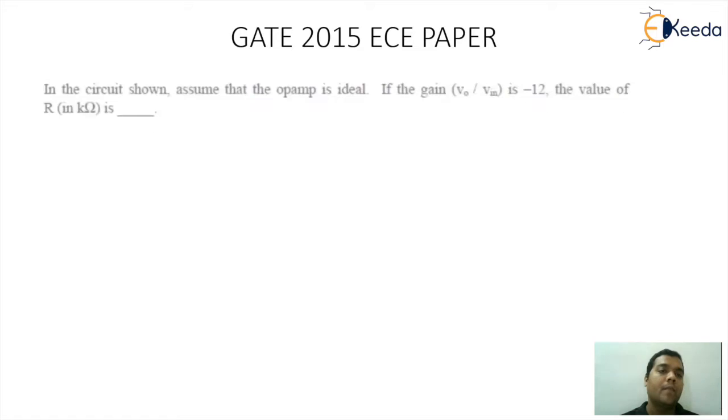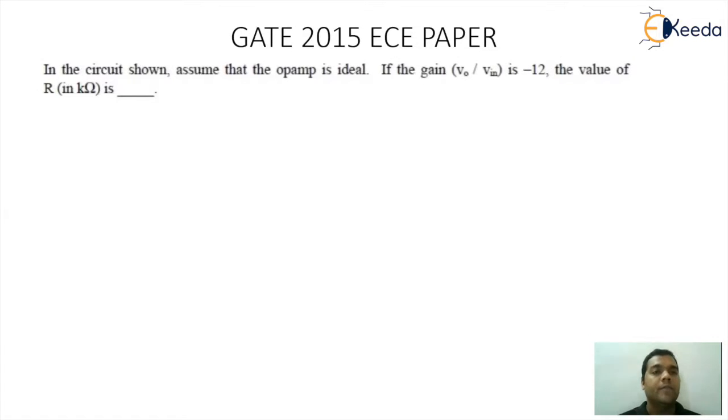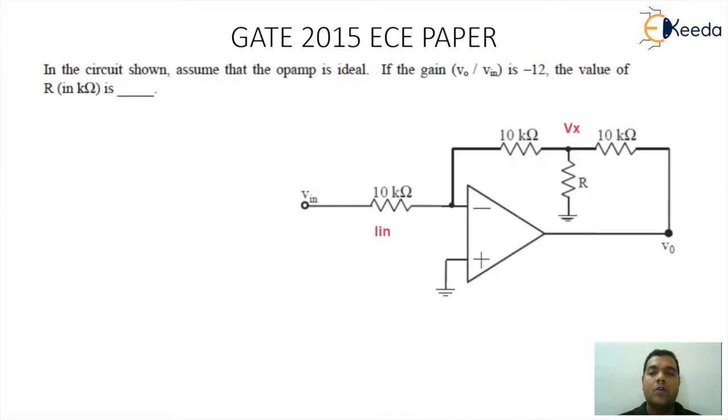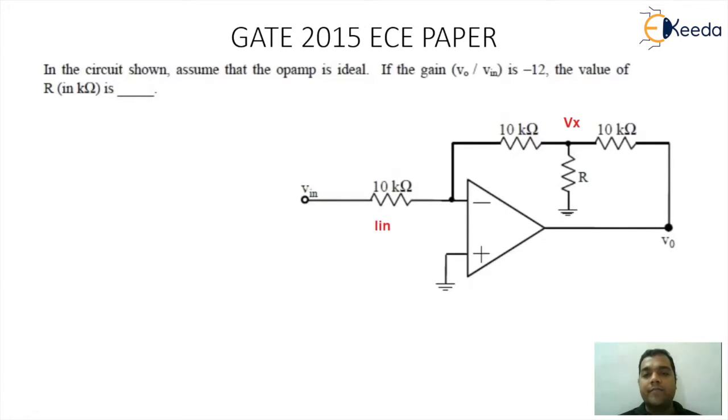So this question is from the GATE 2015 EC paper. The question is, in the circuitry shown, assume op-amp is ideal. If the gain Vo by Vin is minus 12, the value of R in kilo ohms is. So here we are given a circuitry. I have made additions Vx and In in red color for the circuit diagram.